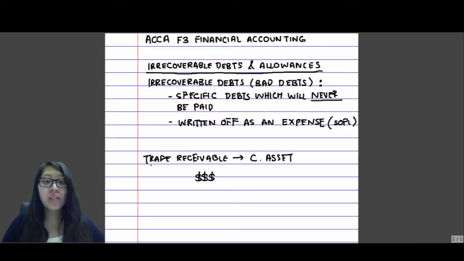So, when we know that our trade receivable is no longer capable of giving us these economic benefits, they no longer meet the definition of an asset. So, they will have to be removed from our statement of financial position, but not entirely, because when we're talking about irrecoverable debts, we're talking about specific debts, meaning the particular customers only who will not be able to pay off their debts. So it does not necessarily mean that all of our customers are going to be causing bad debts, but only a few of them. In common cases, these are the ones who have become bankrupt.